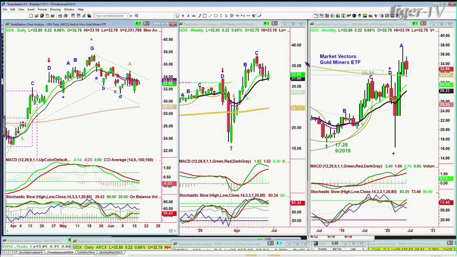So this is a breather that it needs for gold, as in the Market Vectors Gold Miners. If you are long gold, I think that's a good position to have in this environment, because gold is a fear factor. People go to gold when they get very nervous.